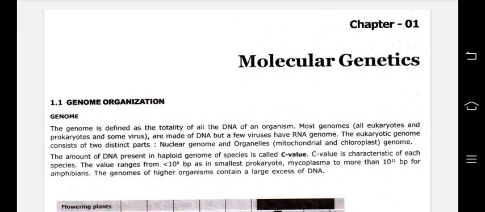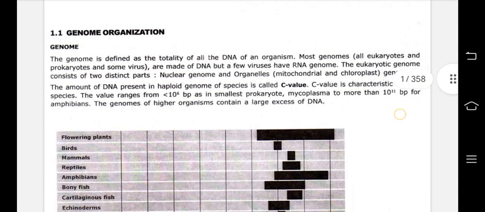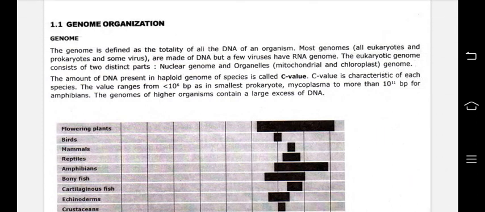Molecular genetics, genome organization. The genome is defined as the totality of all the DNA of an organism. Most genomes, all eukaryotic and prokaryotic, and some viruses are made of DNA, but a few viruses have an RNA genome. The eukaryotic genome consists of two distinct parts: the nuclear genome and the organelle genomes, mitochondrial and chloroplast. The amount of DNA present in the haploid genome of a species is called the C value. C value is characteristic of each species.